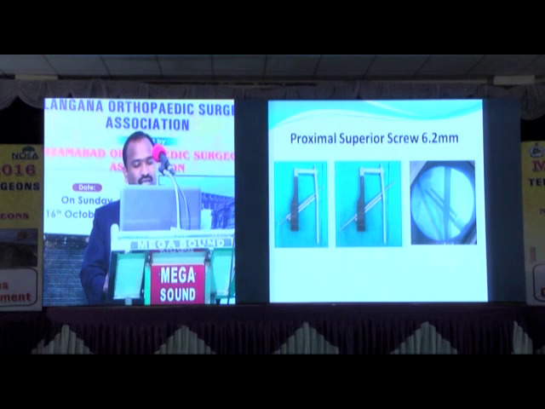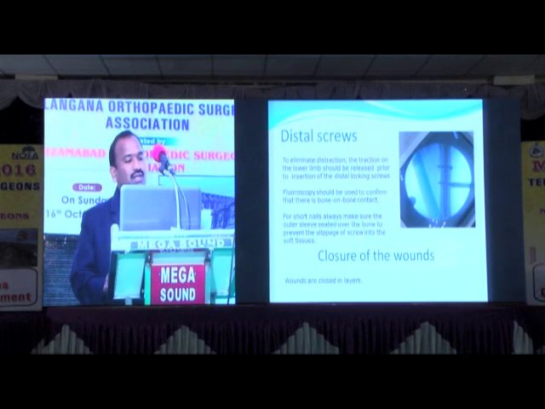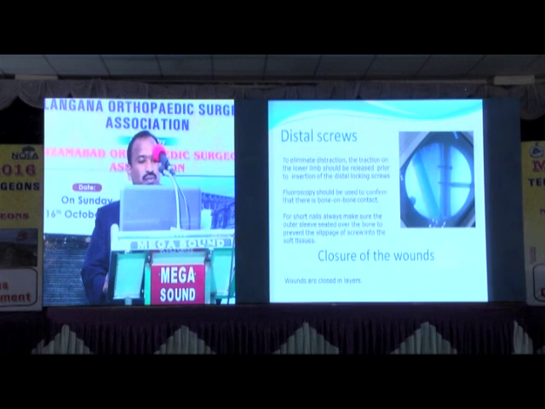For the proximal screw, I will follow the same: a 4 mm guide wire, and a 4 mm drill bit as for the distal locking, followed by guide wire placement, then I will ream it and put the screws. For the distal screws, to eliminate distraction at the fracture site leading to non-union or implant failure, always release the traction before putting the screws, and check for any malrotation.